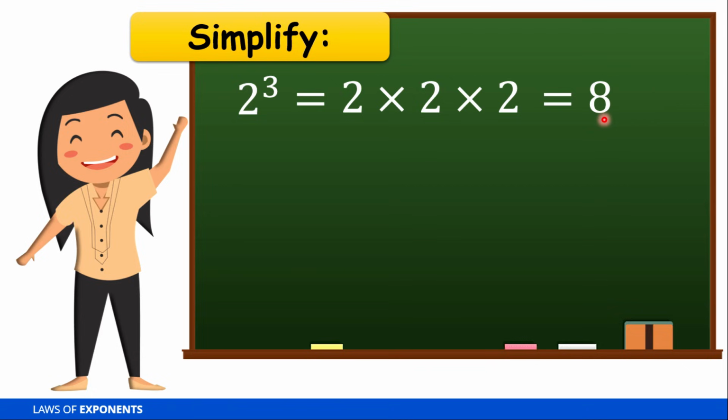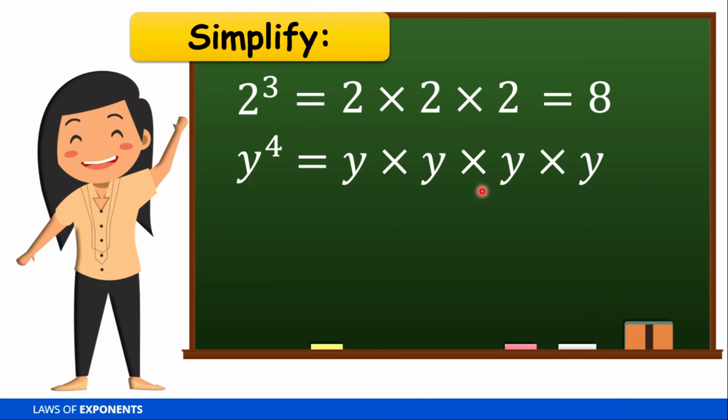Let's have another example. Y to the 4th or y to the 4th power. This means y times y times y times y. So, mayroon tayong 4 na y na ipinagmumultiply. And of course, this is equal to y to the 4th or y to the 4th power. Now, let's have these two givens.